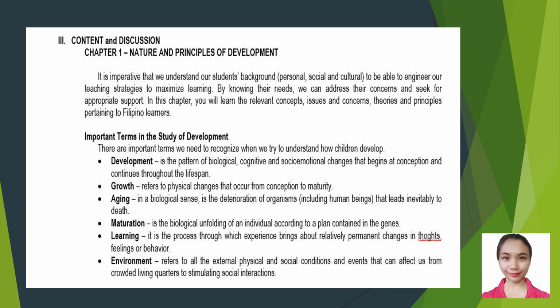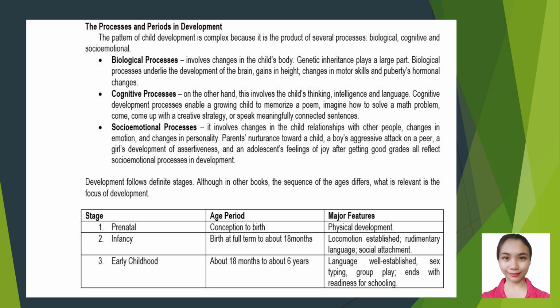So next in our class is the processes and periods of development. The pattern of child development is complex because it is the product of several processes which pertain to biological, cognitive, and socio-emotional. When we say biological processes, it involves changes in the child's body. Genetic inheritance plays a large part.